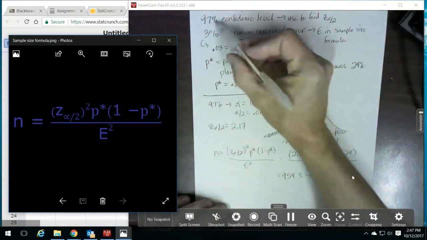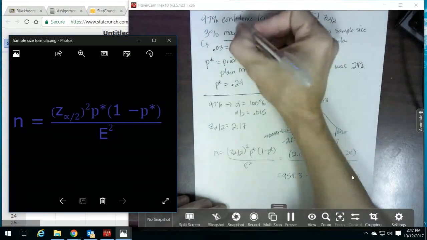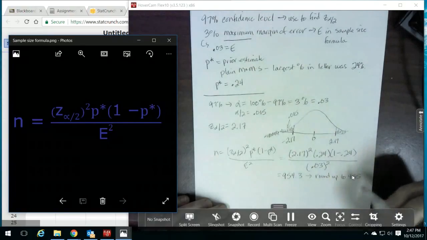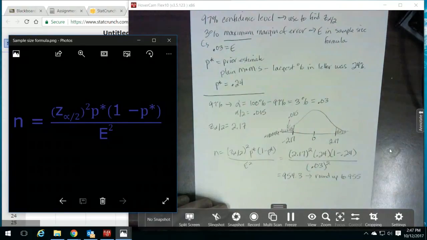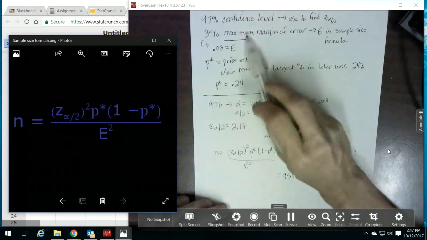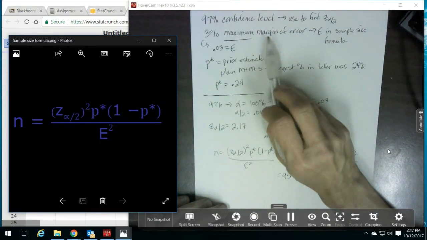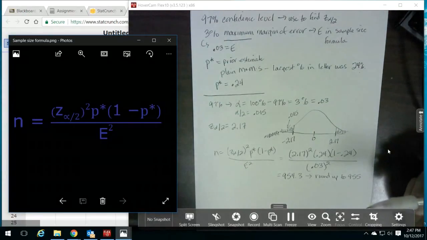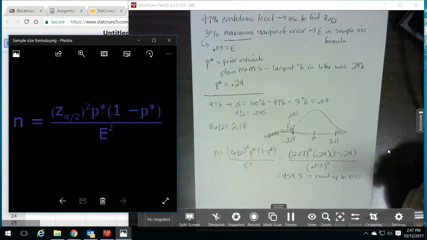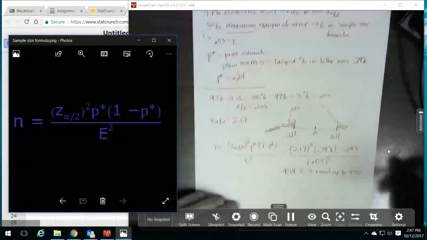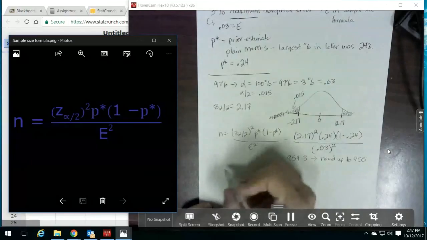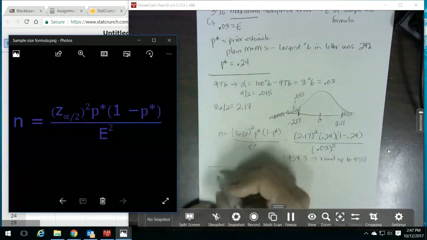Okay, so I can change either one of these things. If I lower my confidence level, that's also going to lower my minimum sample size. If I increase my maximum margin of error, that's also going to lower my sample size. So I gave you an example in the actual data analysis assignment. So I'm going to do a couple of other examples. Let's say that I just change both things.